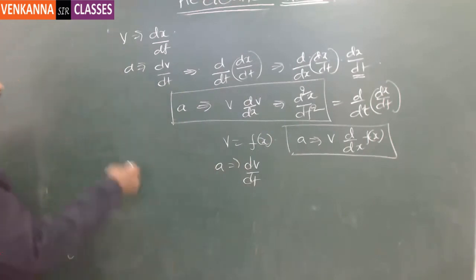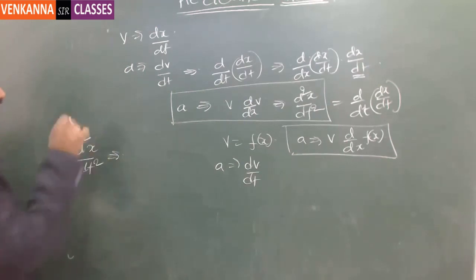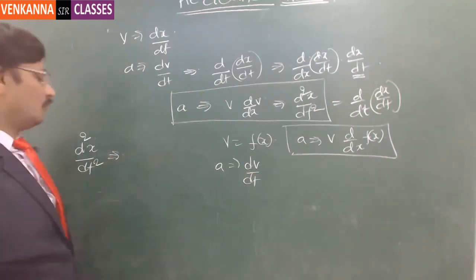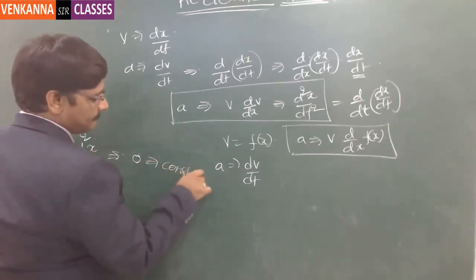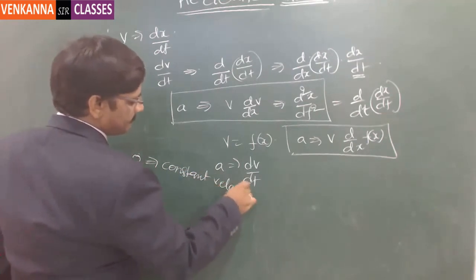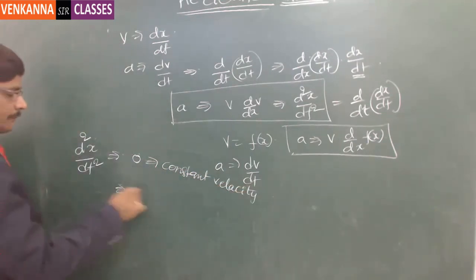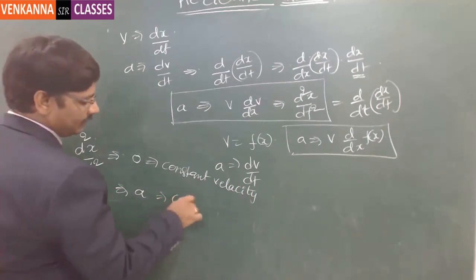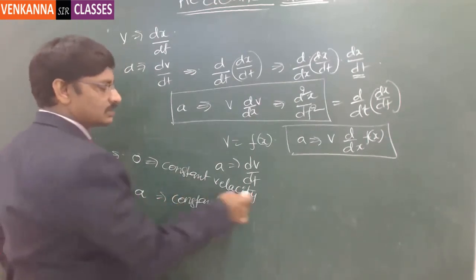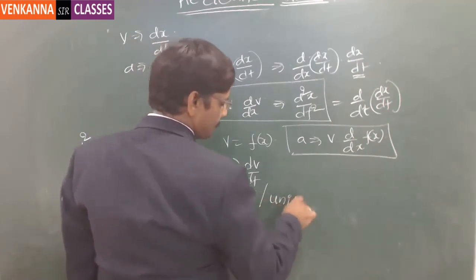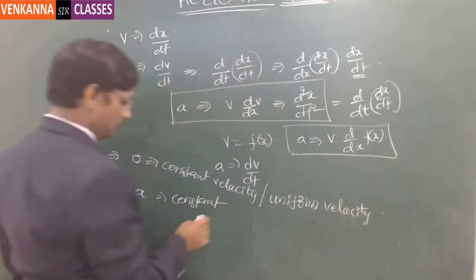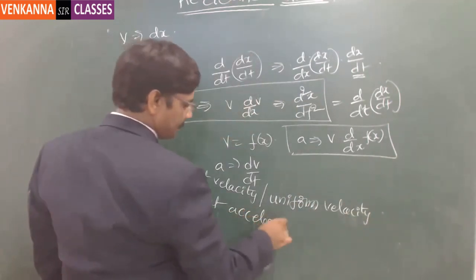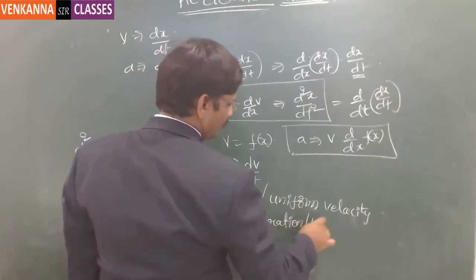Now, as I said earlier, for the acceleration d square x by dt square, there are three different scenarios that we are going to deal with. One is that the acceleration may be 0, which implies constant velocity. This constant velocity is also called uniform velocity. The other is constant acceleration, or uniform acceleration.